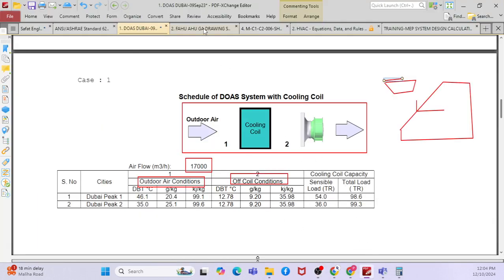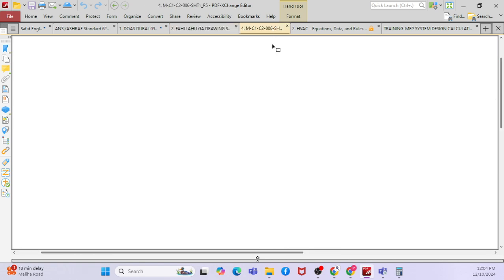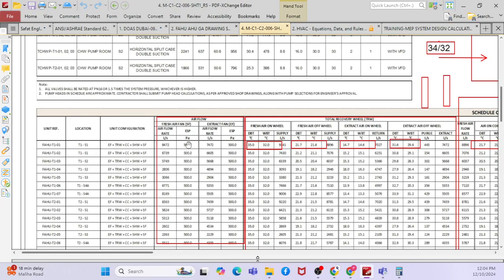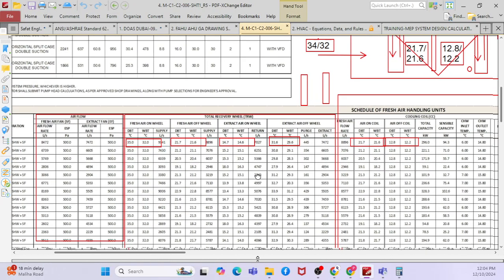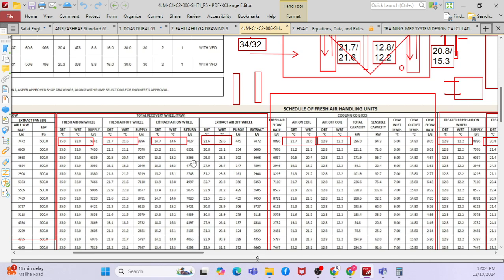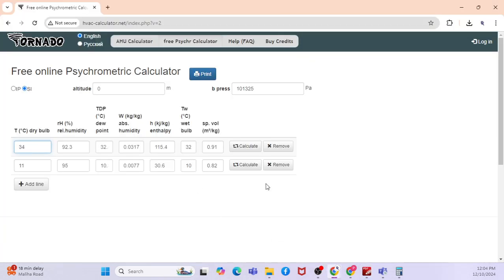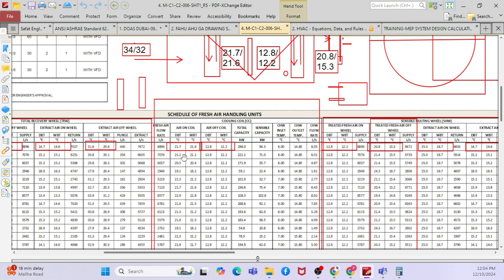So what does the FAHU schedule consist of? If you go to this sheet, you can see the FAHU schedule consists of the fresh air flow rate and exhaust air flow rate, and assume that we are not going with a heat wheel as of now. We are going with the cooling coil. So you know the air on coil temperature and the air off coil temperature, which come from the psychrometric chart. Based on that, you can prepare the schedule here.